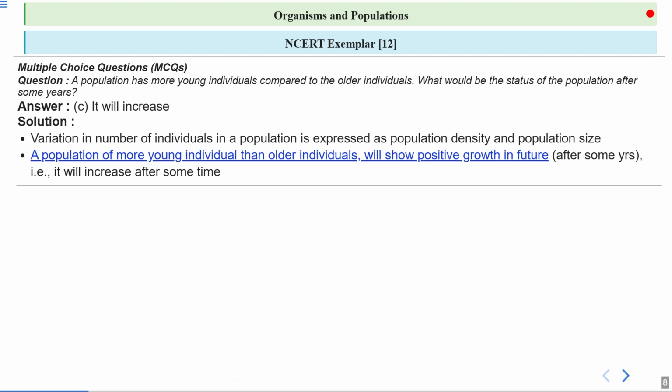Because you can see a greater number of individuals are young, which means they can reproduce. So more individuals are in the pre-reproductive phase. Then these individuals will enter the reproductive phase and produce offspring. So the population will expand. And the number of individuals in the post-reproductive phase is less. The older individuals are fewer.